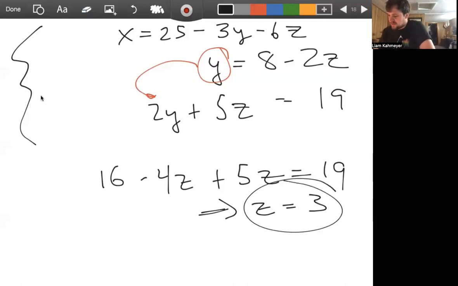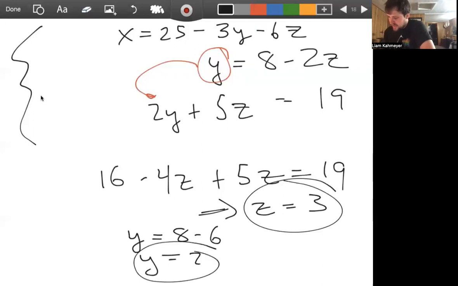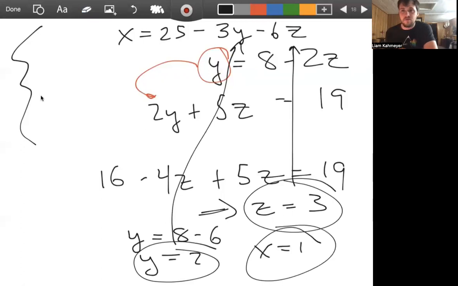And then we back substitute again. So if z equals 3, then y equals 8 minus 6, which is 2. And then if you plug everything in, right, you take z equals 3, plug it in here, y equals 2, plug it in there, you're going to get 25 minus 24. And again, you'll get x equals 1, right?